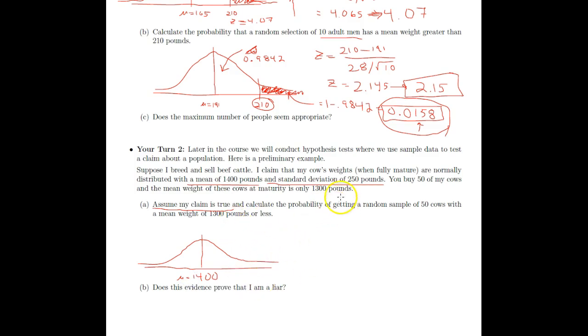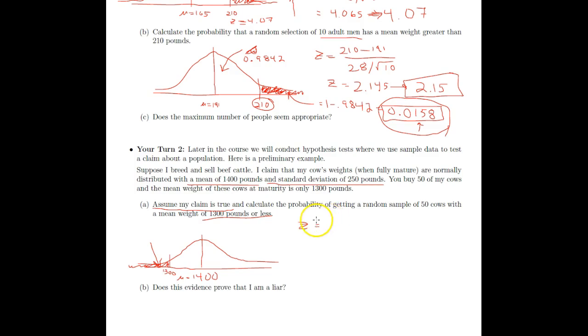And we're trying to find the probability of getting a mean weight of 1,300 or less. So this is about where 1,300 would be, right? We're trying to find the probability of getting 1,300 or less, so I'm shading to the left. All right, cool. So let's go ahead and do it. What we want to do is find the z-score, that way we can find what the probability is of this area.